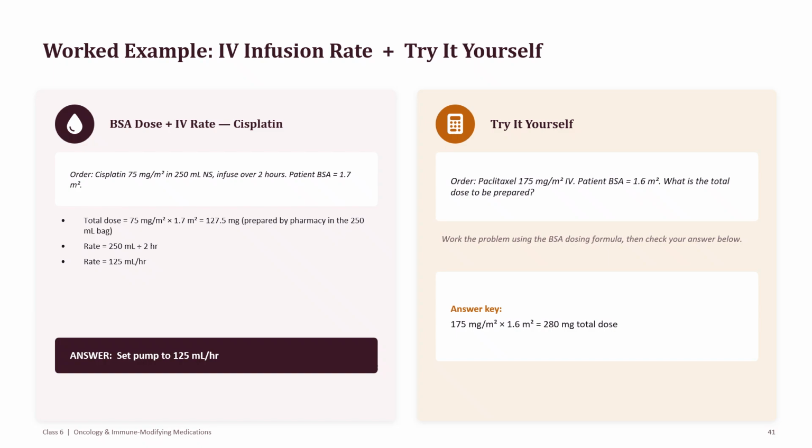Okay, so using the same BSA formula, we take 175 times 1.6, and that gives you 280 milligrams. If that's what you got, then you've got this process down.